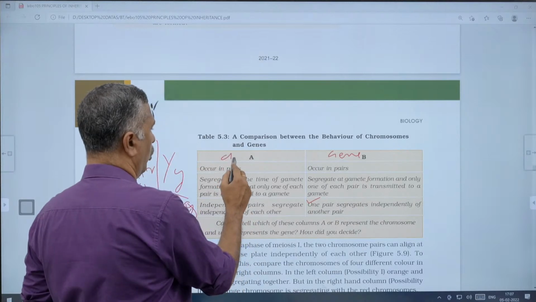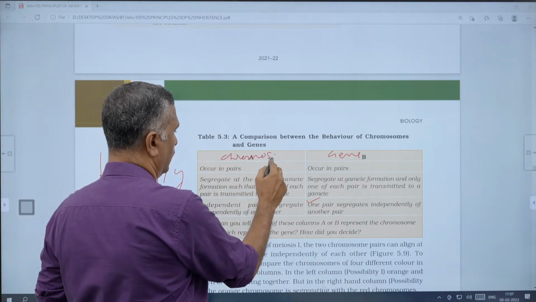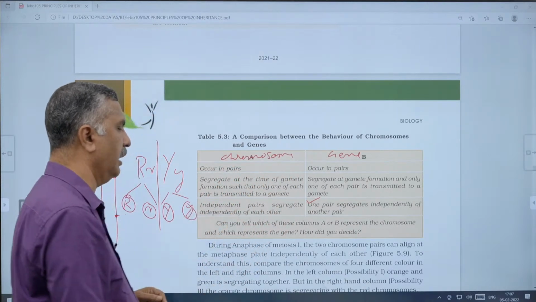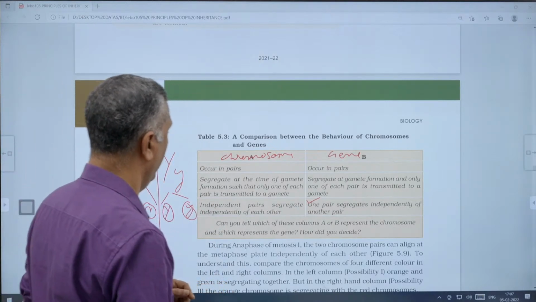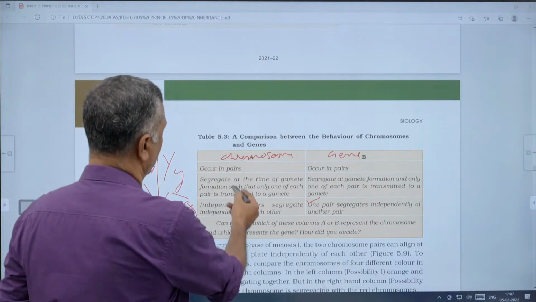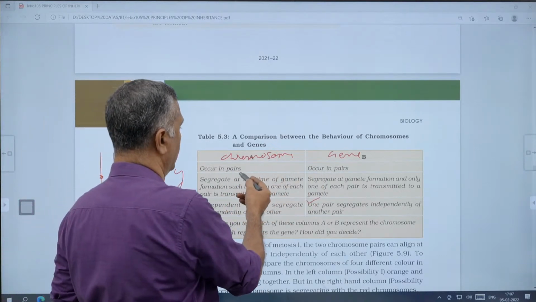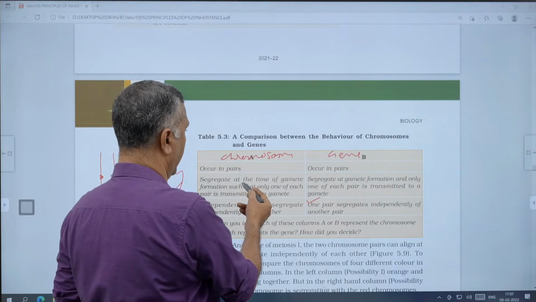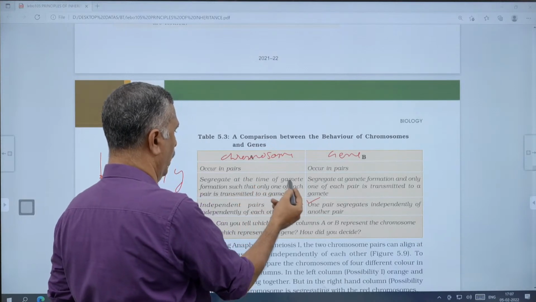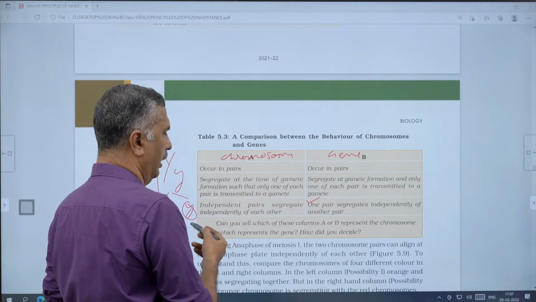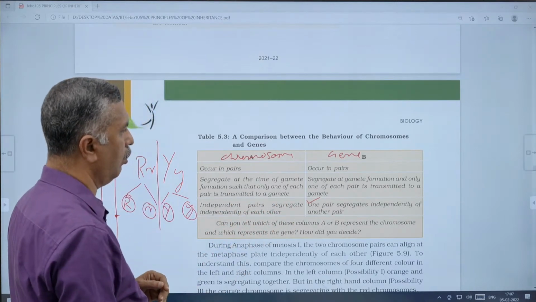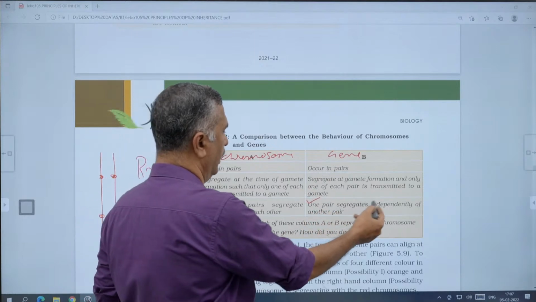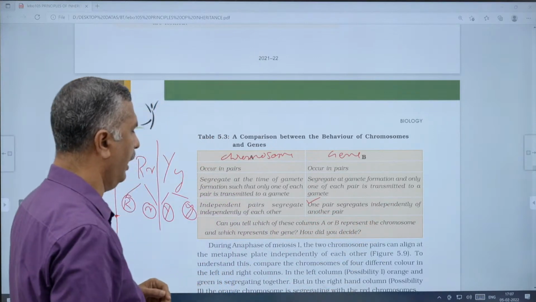Here it will be chromosome. Independent pairs of the chromosome segregate independently of each other. Both are correct for genes and chromosomes. Pairs segregate at the time of gamete formation such that only one of each pair is transmitted to a gamete. Then independent pairs segregate independently of each other, that is in the case of chromosomes. And in the case of genes, one pair segregates independently of another pair.